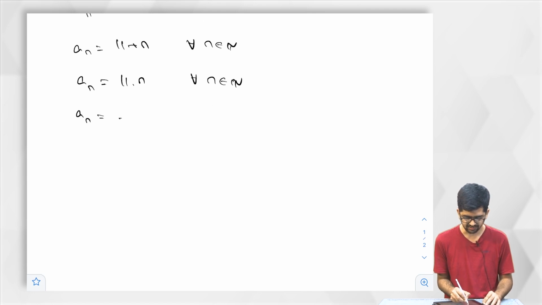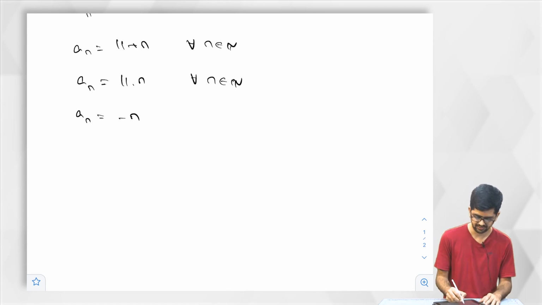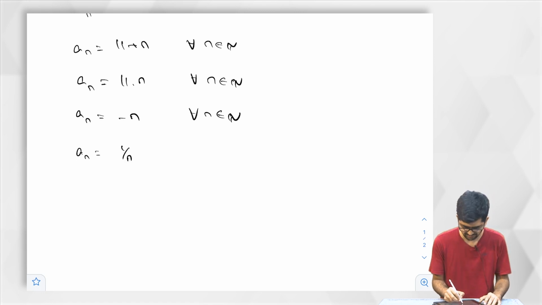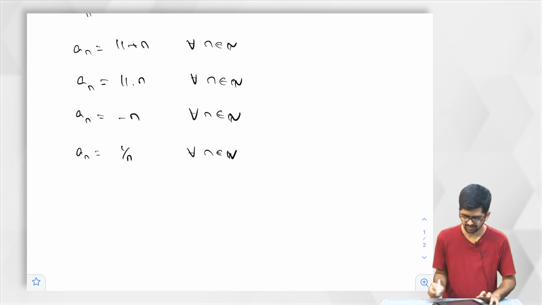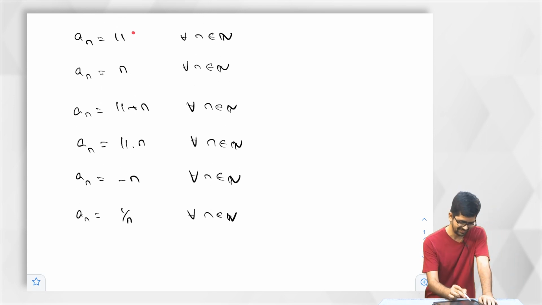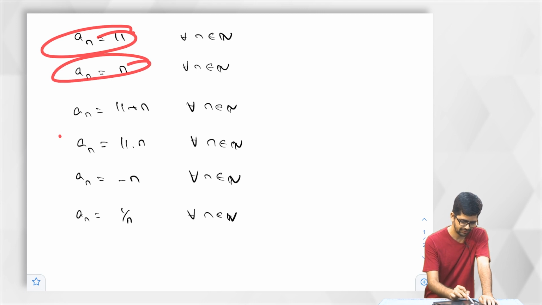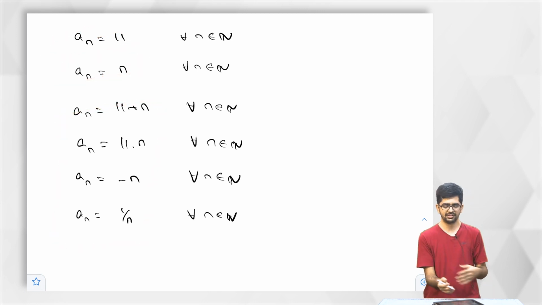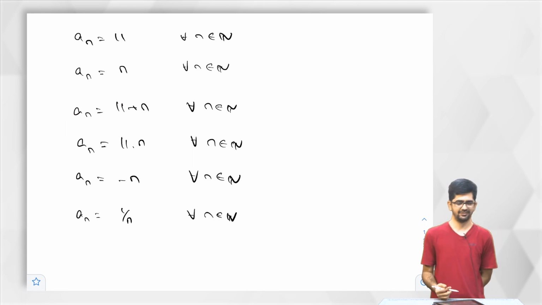Then we had the additive inverse of the identity sequence, for all n belongs to N. Then we had the multiplicative inverse of the identity sequence for all n belongs to N. Just starting with these two sequences, we have produced four sequences. You can take any linear combination of all these and then you can produce more sequences.